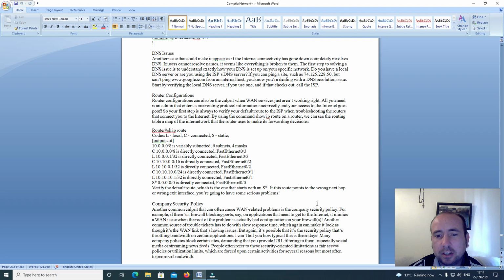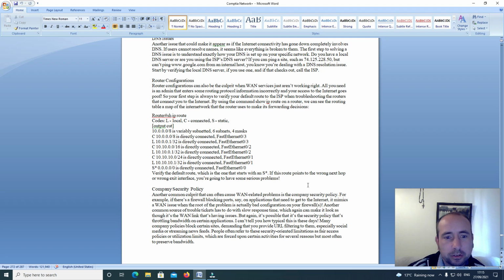If you can ping a site such as 74.125.228.50 but can't ping www.google.com from an internal host, you know you're dealing with a DNS resolution issue. Start by verifying the local DNS server if you use one, and if it checks out, call the ISP.